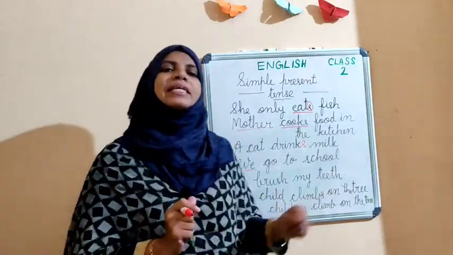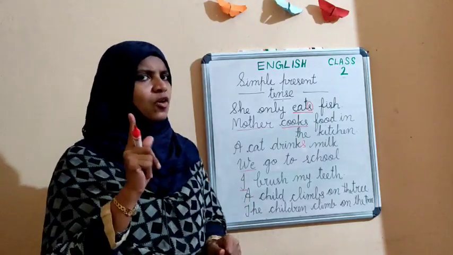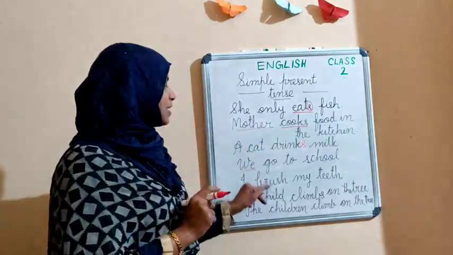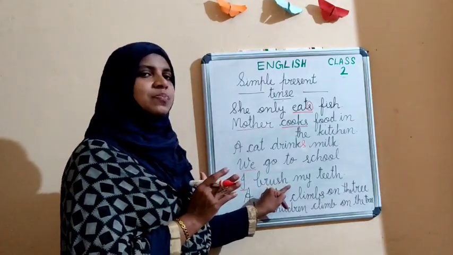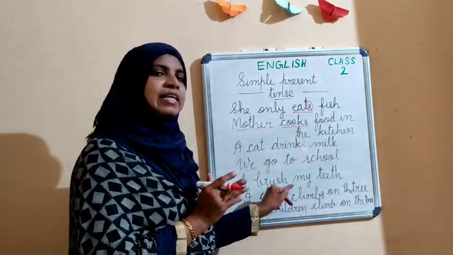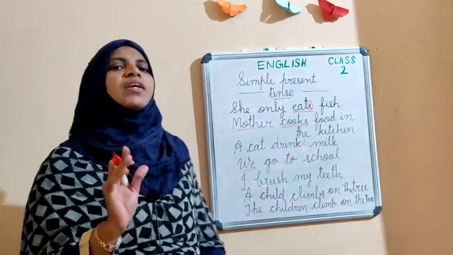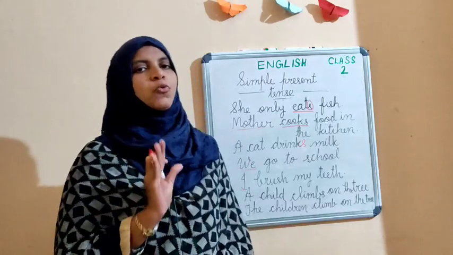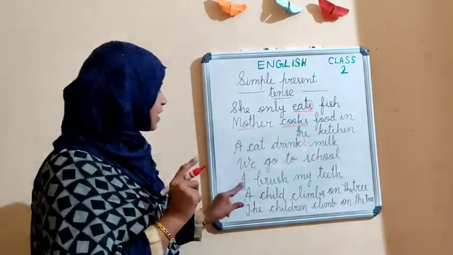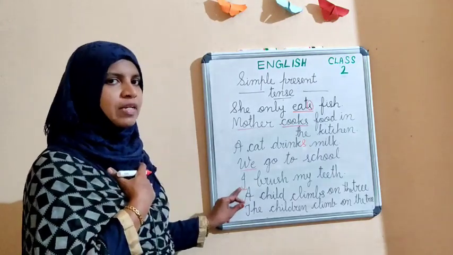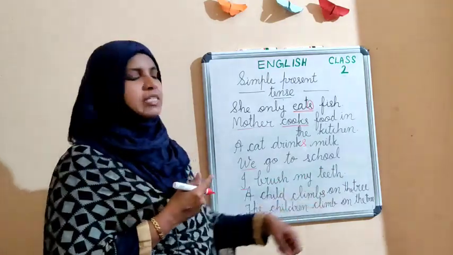I brush my teeth. "I" is only one, singular, but that is an exceptional case. I brush. We can't write here "I brushes." We consider "I" as plural, but it is only singular, only one. "I" means only one. I brush my teeth. We can't say "I brushes my teeth."